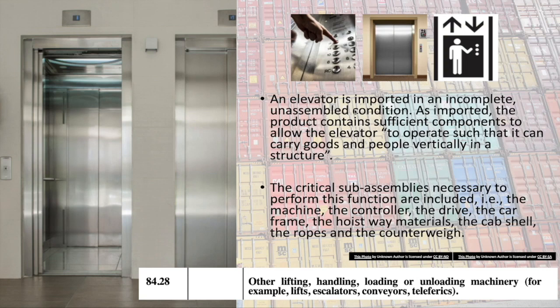The applicable subheading for this incomplete elevator will be the code 8428, which provides for other lifting, handling, loading or unloading machinery, for example, elevators, escalators, conveyors, teleferics. But let's see another example now with an unassembled product.